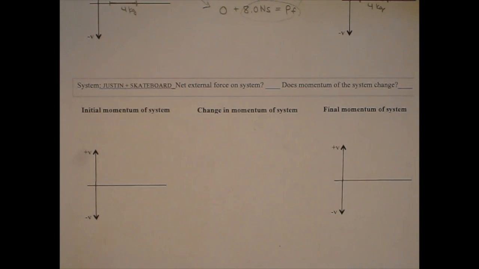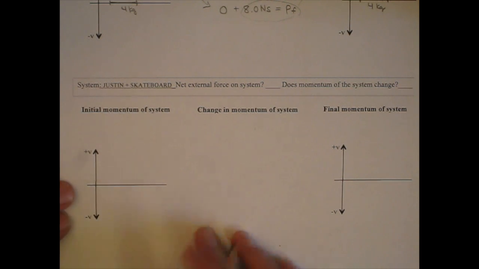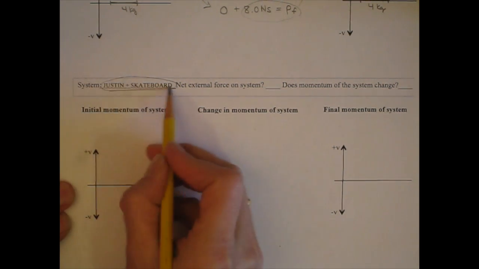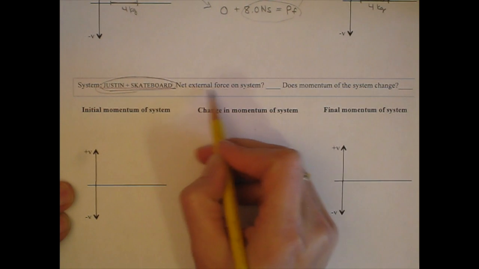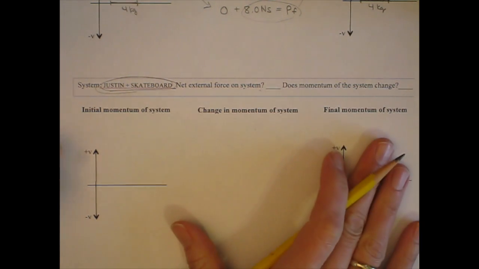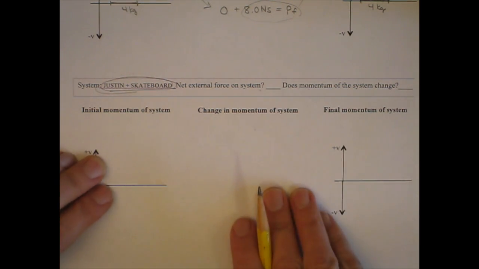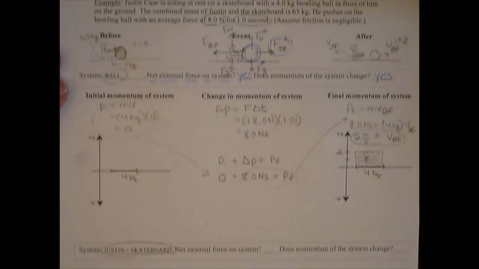In this next part, we're going to use a different system. This time the system will be Justin and the skateboard. And the net external force, let's see, is there a net external force? So let's go back now and look at our diagram.